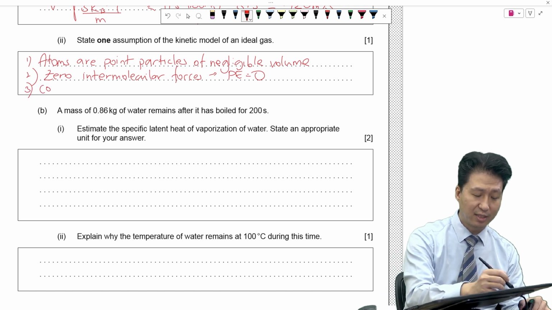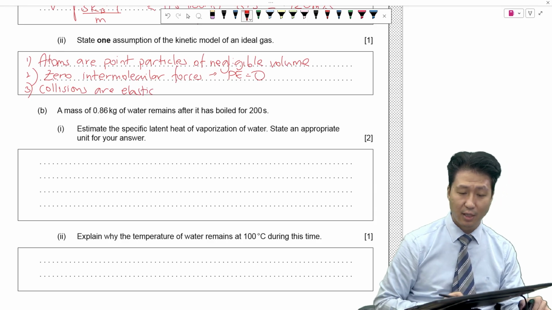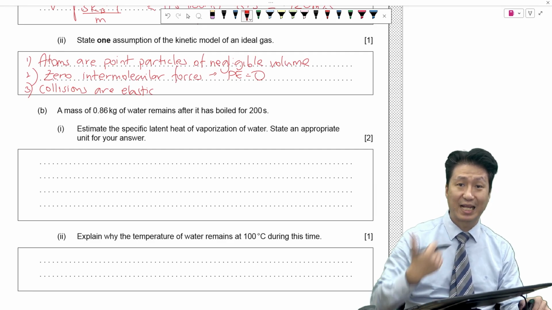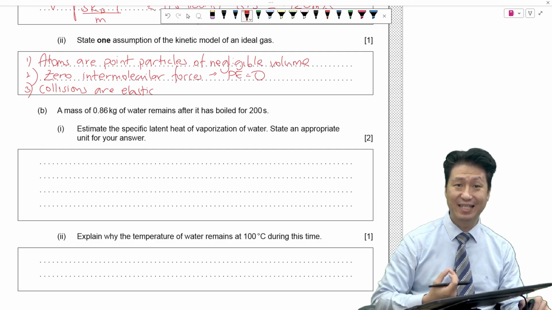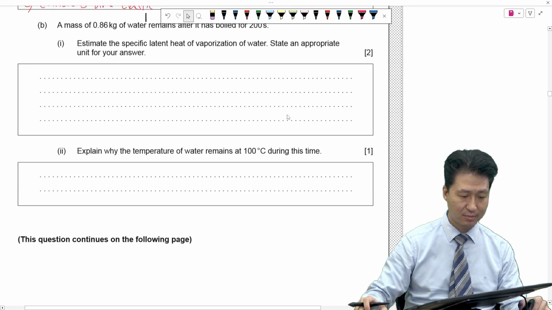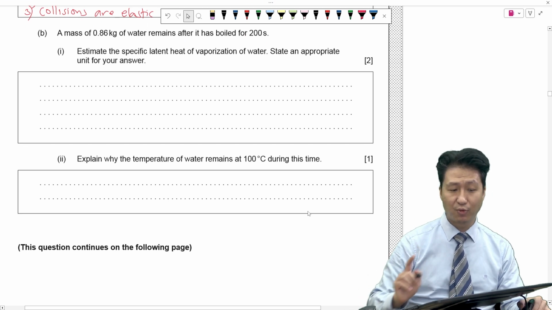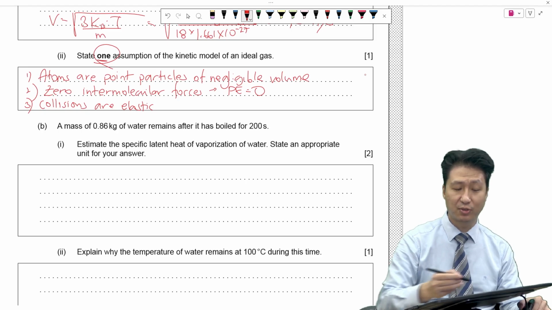Another assumption would be that the collisions are elastic. There are others as well: the fact that the velocities are random in both magnitude and direction, they should obey the laws of mechanics, and the time of collisions should be negligible compared to the time between collisions. Just remember one thing, in this question there's only 1 point, so you should only have one assumption, which is also what the question says: just write one.